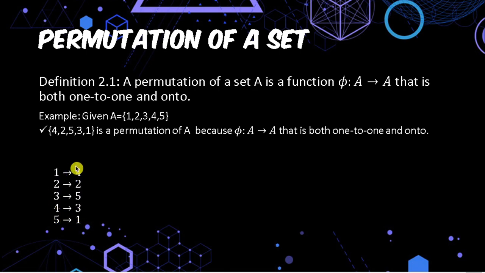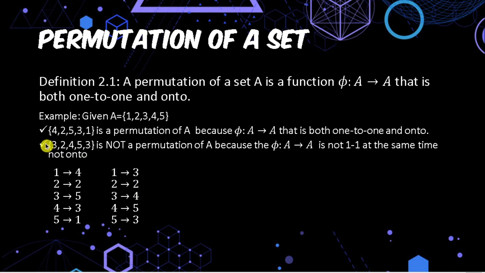So halimbawa, the set 4, 2, 5, 3, 1 is a permutation of the given set A. Andito yung mapping niya, makikita natin na it's a function. So yung phi na nandyan, it's actually corresponding to the mapping of each element of the given set to the rearranged one. Parang siya mismo din lang naman ito, kaya lang na-rearrange siya. It has to be both one-to-one and onto. If it's only one-to-one or if it's only onto, then it's not considered a permutation. So, yun lang yung ibig sabihin natin ng permutation.